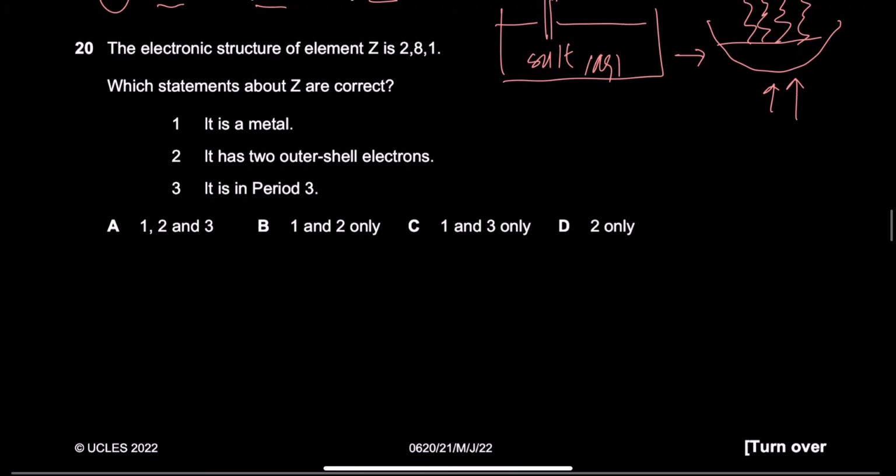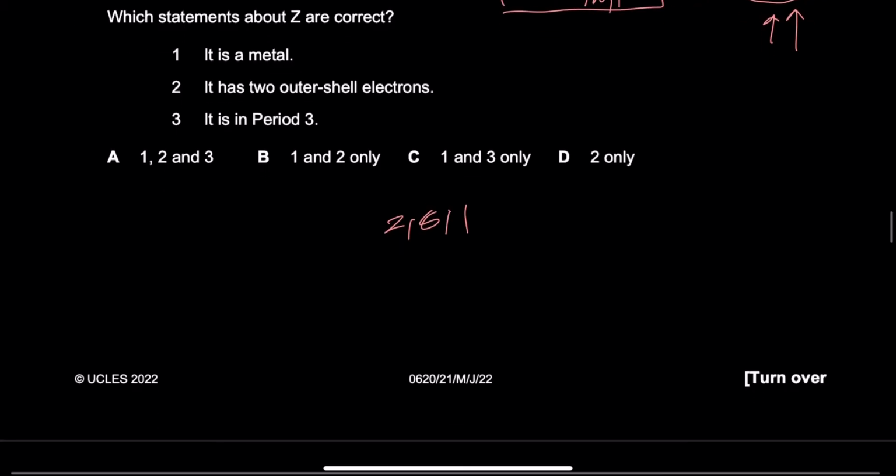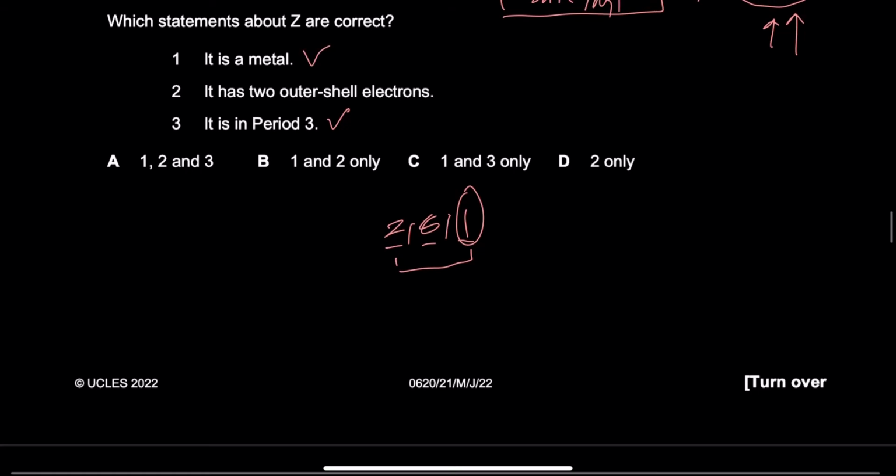The electronic structure of an element Z is shown as 2,8,1. And it says which statement about Z is correct. So obviously if the electronic structure is shown, this 2,8,1 is literally telling you it's in period 3. It has 3 shells, so it's in period 3. That's true. Is it a metal? This last valence electron, it has 1 valence electron, which means it's a group 1 metal, right? So yep, that's also true. It has 2 outer shell electrons. No, it has only 1 outer shell electron. So 1 and 3 is the right option.